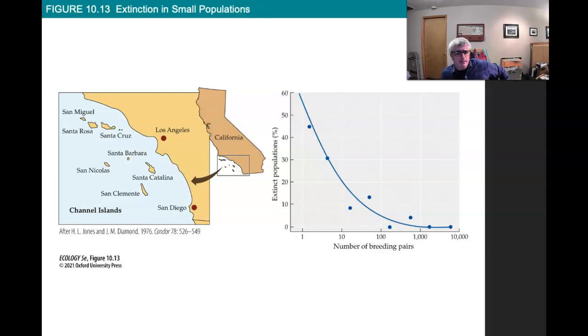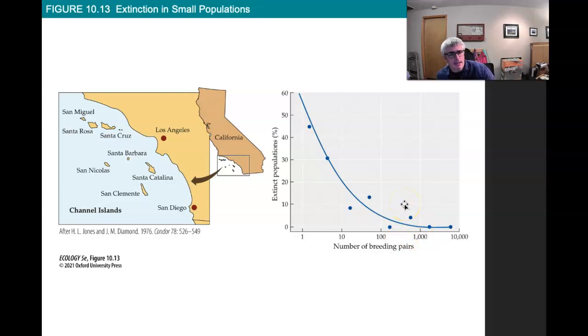So they looked at historic records, both early museum collections and explorer notes. I don't think they used archaeological data, which is kind of what we do now, but they tried to build a history of bird populations throughout the Channel Islands, and were able to estimate that about 40% of the populations with less than 10 breeding pairs went extinct. So the probability of extinction and the number of breeding pairs was tightly linked, where populations with small initial breeding pairs were much more likely to go extinct than populations with many more breeding pairs.